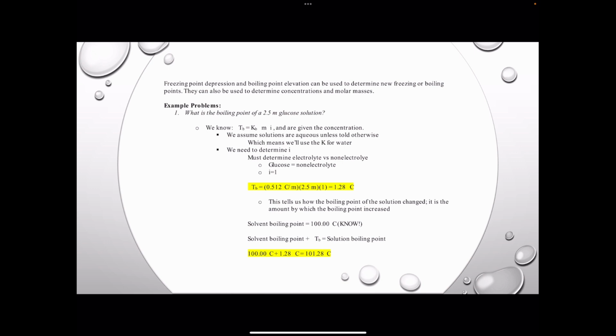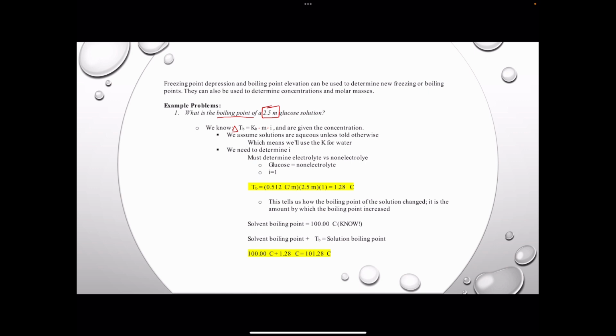And so our first example here, we're asked for the boiling point of a 2.5 molal glucose solution. So we're looking for boiling point. And if we're looking for boiling point, we know that we have this equation that tells us that our change in our boiling temperature equals K times m times i. We are given the concentration, 2.5 molal. Now, we assume our solution is aqueous unless we're told otherwise. So that being the case, we're going to use the K value for water here.